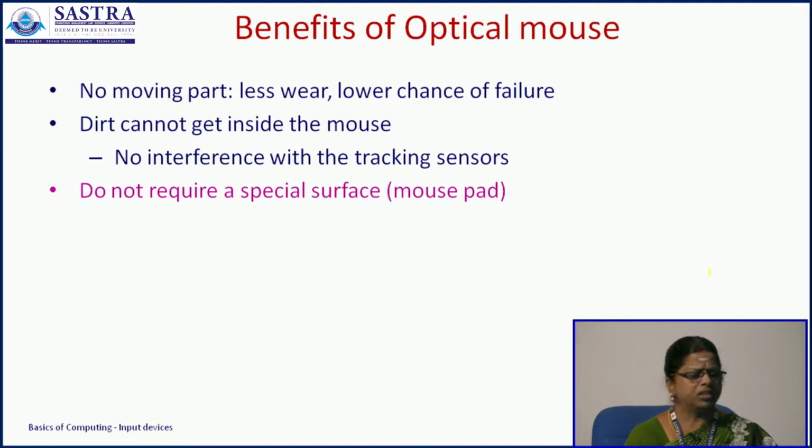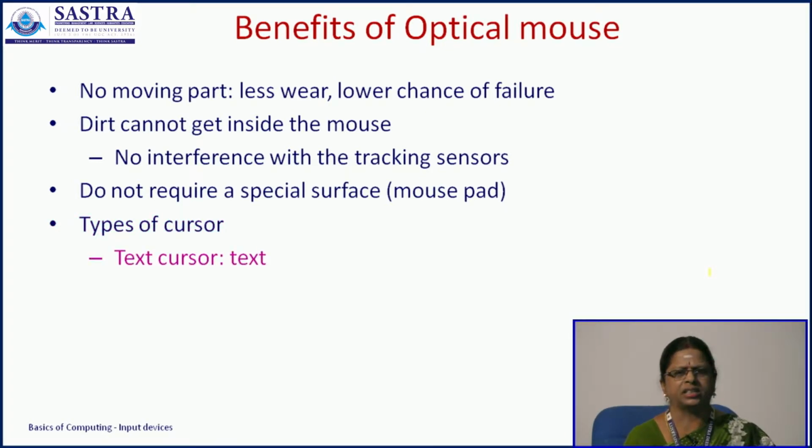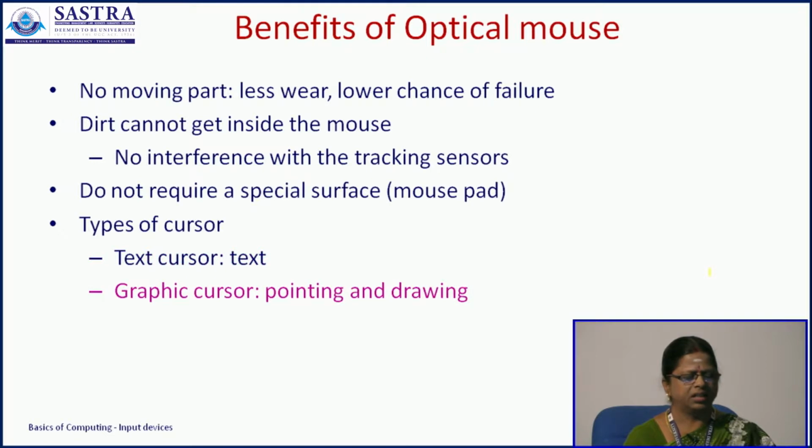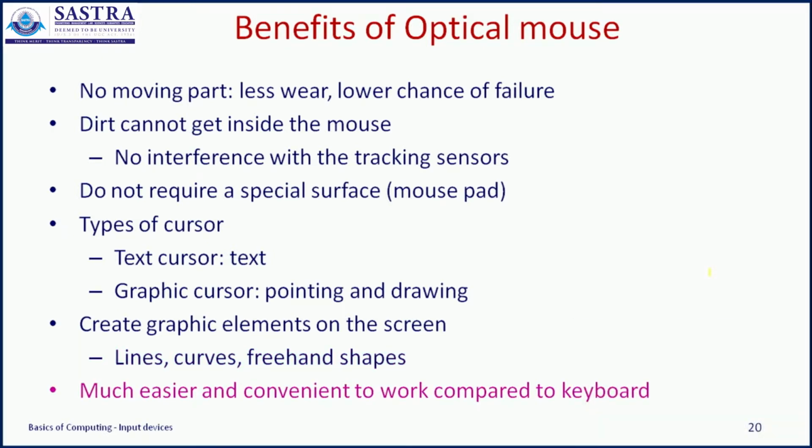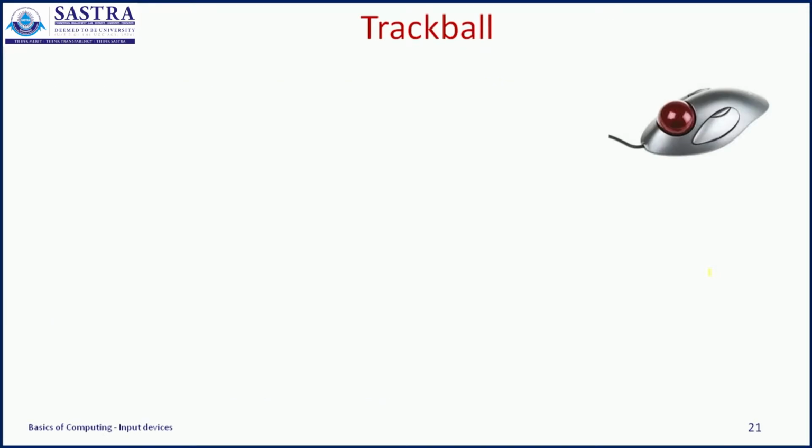The optical mouse doesn't require a special surface such as a mouse pad. There are two types of cursors present. One is the text cursor to enter text. The other one is the graphic cursor, which can be used for pointing as well as drawing. We can create graphic elements onto the screen to draw lines, curves and freehand shapes. It is much easier and convenient to work with a mouse compared to the keyboard. So having seen this, let us pass on to the trackball.